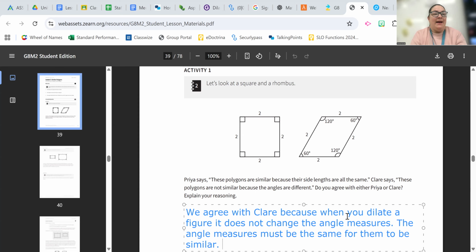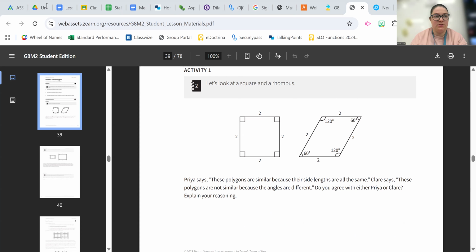You could also add in there and say Priya is correct in the fact that all the side lengths have the same scale factor, but the angles do have to be the same. Okay, so pause and get this down if you need to. And we're going to move on to the next one.